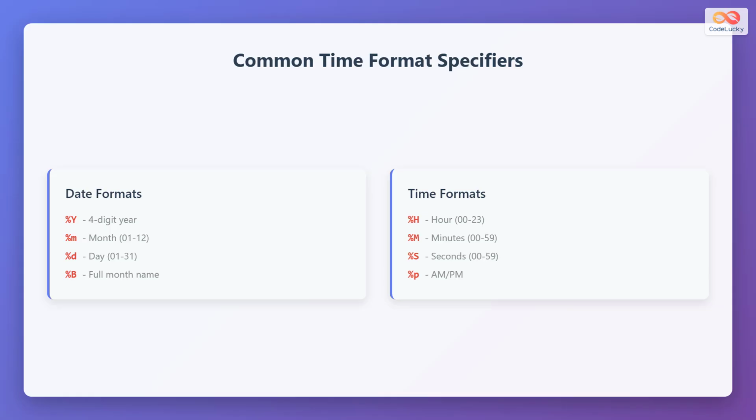Understanding format specifiers is crucial for effective time manipulation. Date formats include %y for 4-digit years, %m for months from 01 to 12, %d for days from 01 to 31, and %b for full month names like January or February. Time formats use %h for 24-hour format from 00 to 23, %m for minutes from 00 to 59, %s for seconds from 00 to 59, and %p for AM/PM indicators. These specifiers can be combined in various ways to create custom date and time formats that match your specific data requirements.